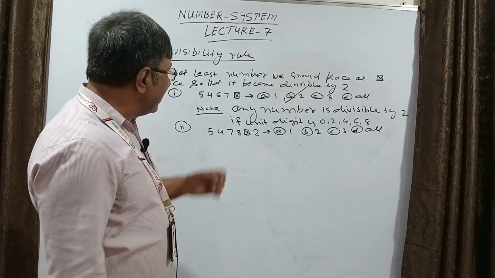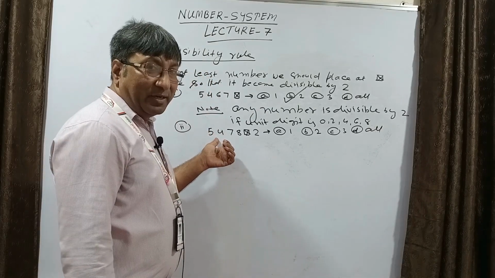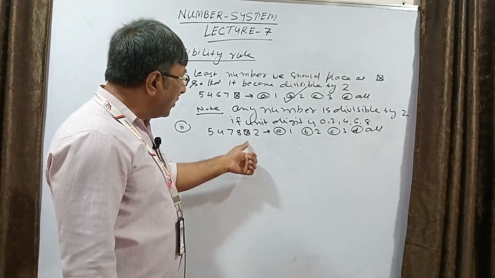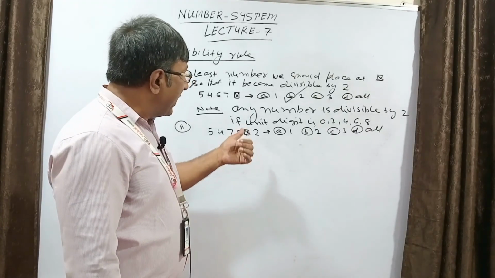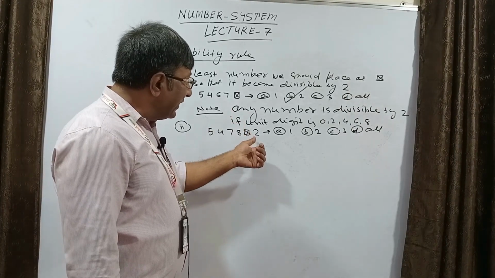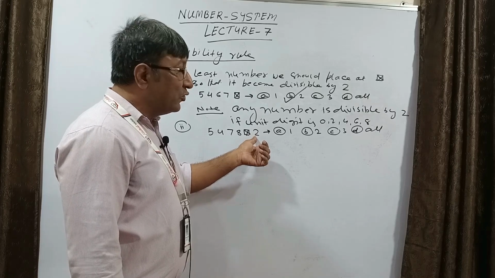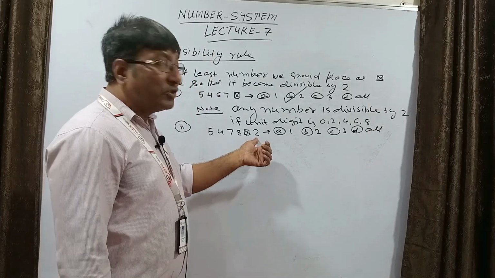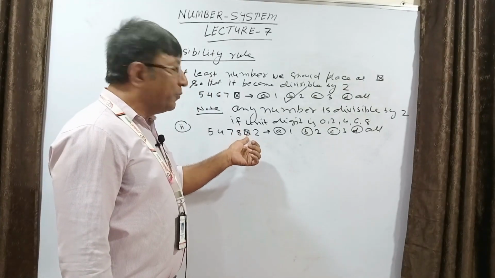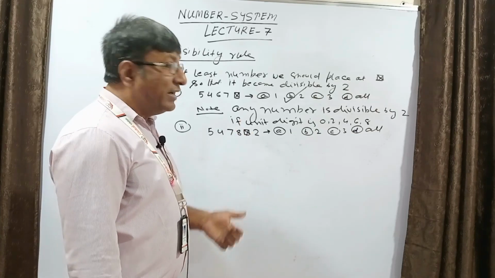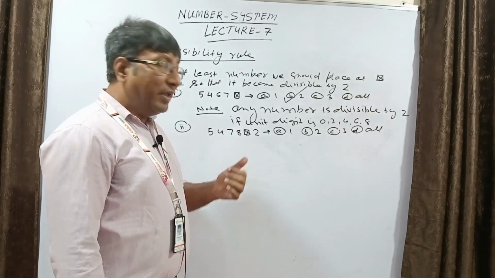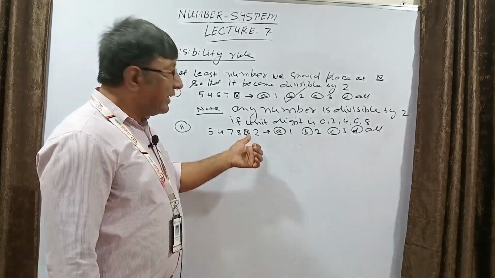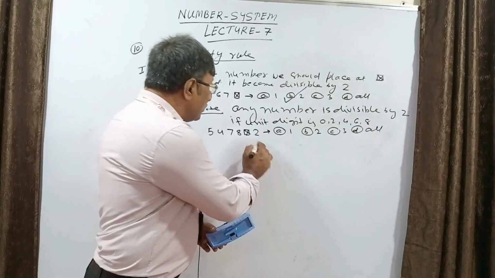So again my question is what is the smallest number we should place at this star place so that it becomes divisible by 2. Okay, so my technique is: if the unit digit is 0, 2, 4, 6, 8, the number is divisible by 2. So here the unit digit is already 2. So any number we put here, no problem, it will be divisible by 2. So my answer is all of these.